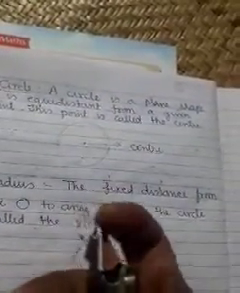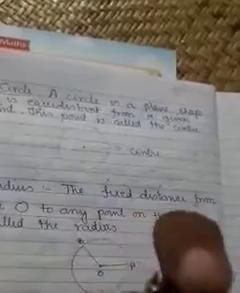Like this we will hold it and draw the circle. And when you fix the compass, please be careful, it should be like this, not up and down, it should be on the same plane. The pencil and the needle of the compass should be on the same plane.